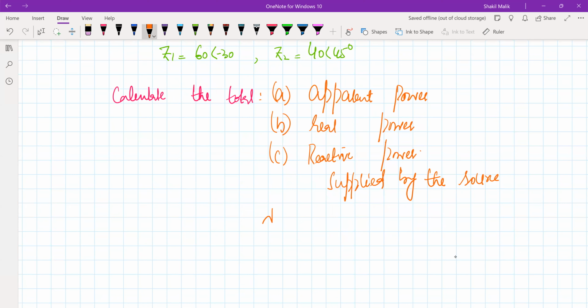The second part, or the D part, is to find the power factor seen by the source. That is, what is the cosine of the angle of the phase difference between voltage and current. So how will you solve this problem?